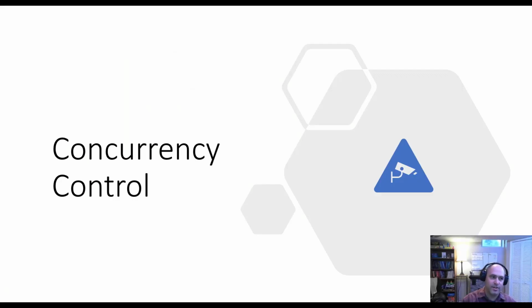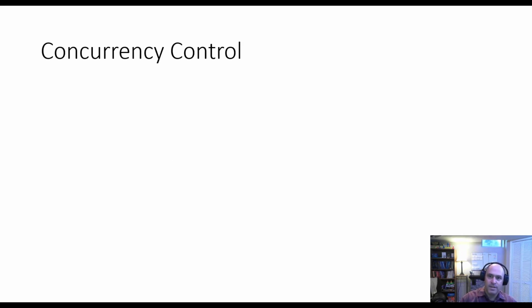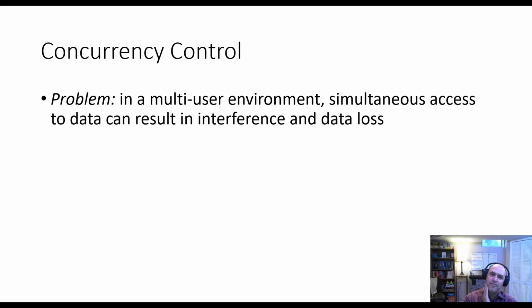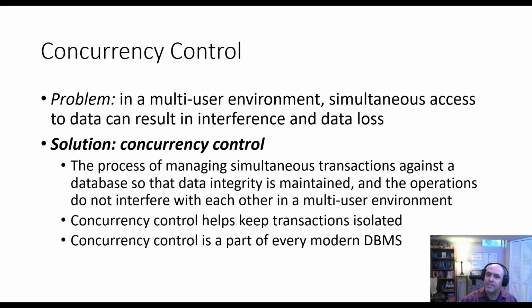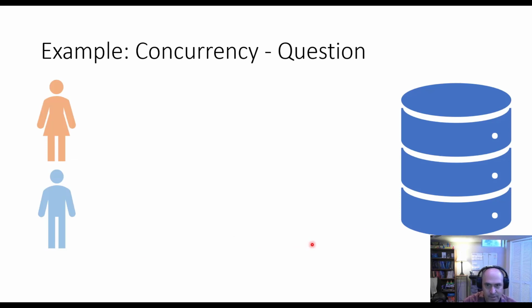All right, let's talk concurrency control. So concurrency control deals with the fact that multiple users are trying to access the same data at the same time, and that interference can cause data loss. The solution to this is concurrency control. Concurrency control helps keep the transactions in the database isolated, and concurrency control is part of every DBMS. So let's look at the concurrency question.